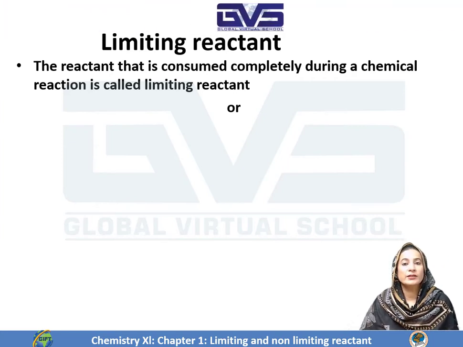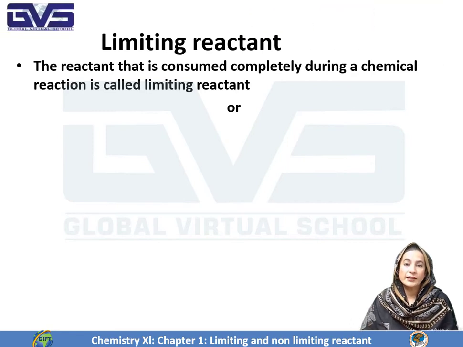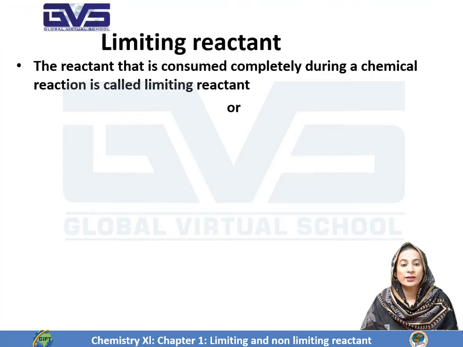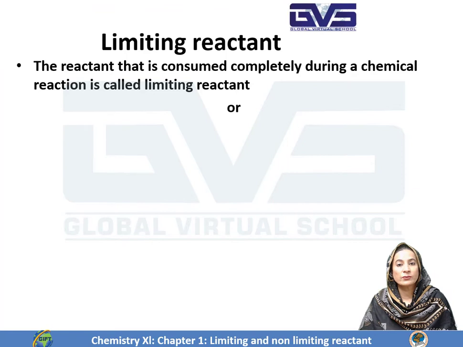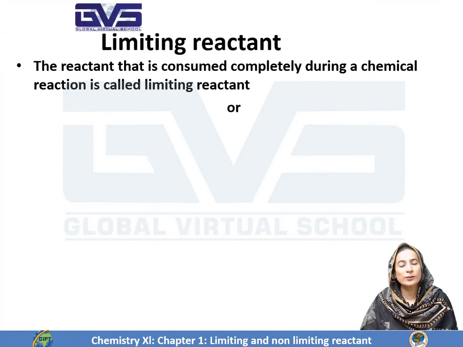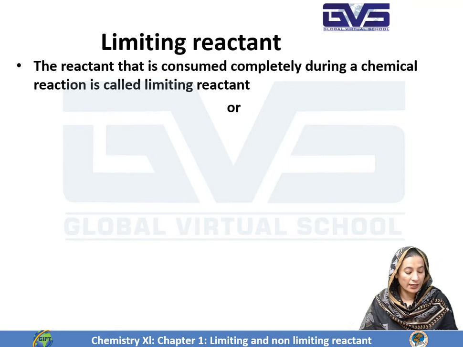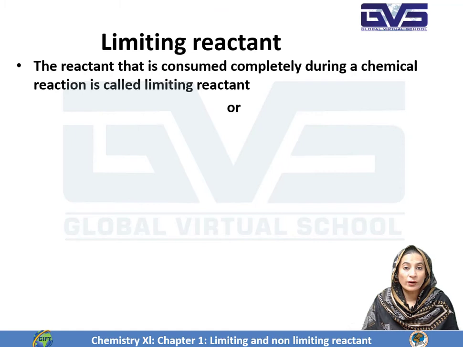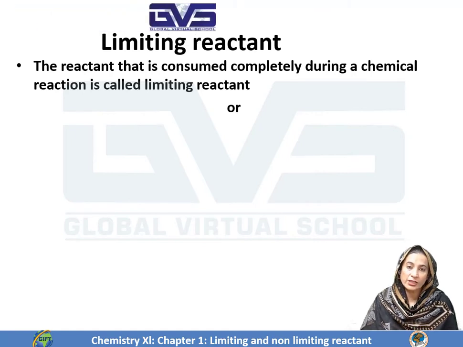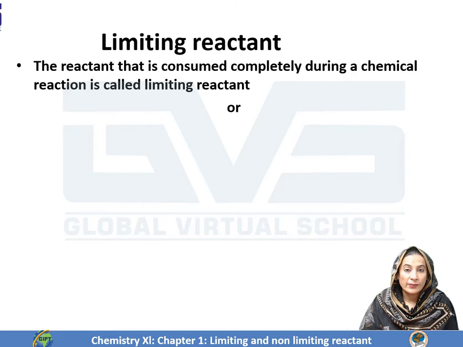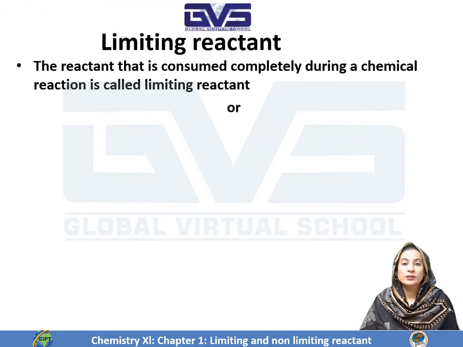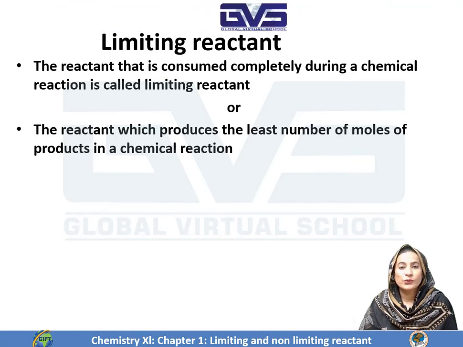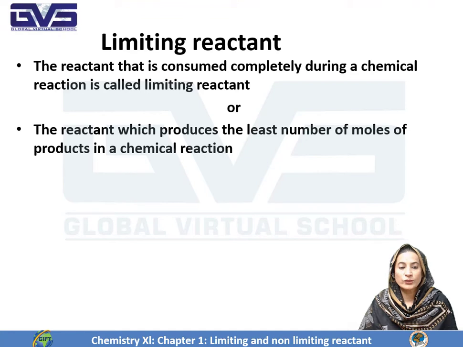So this can be defined in different ways. The reactant that is completely consumed, completely used during a chemical reaction, will be called the limiting reactant. So focus on the word limit. Limit just controls. If this is finished, then the reaction is done. So the limiting reactant is the reactant which is completely consumed during a chemical reaction, or the reactant which produces the least amount or least moles of the product.